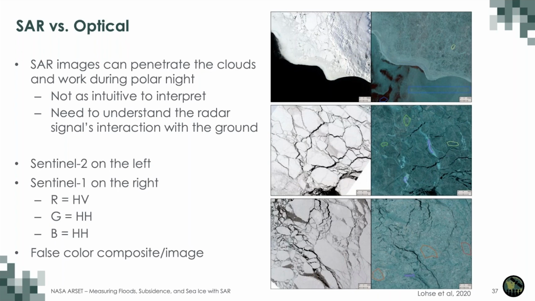For the SAR image, we use the false color composite. And you can see that it's very easy to separate the sea ice and the water in the optical image. But in the SAR image, it's not that easy, though other things are starting to become apparent, such as the ridges.